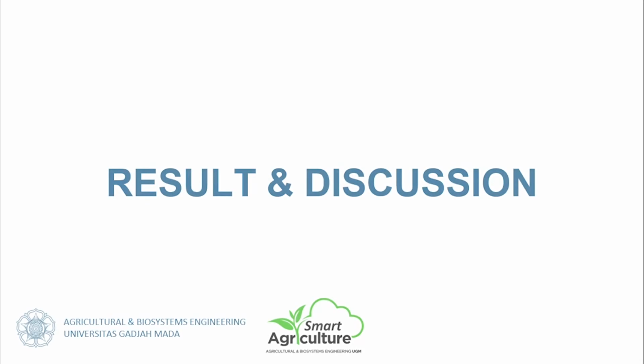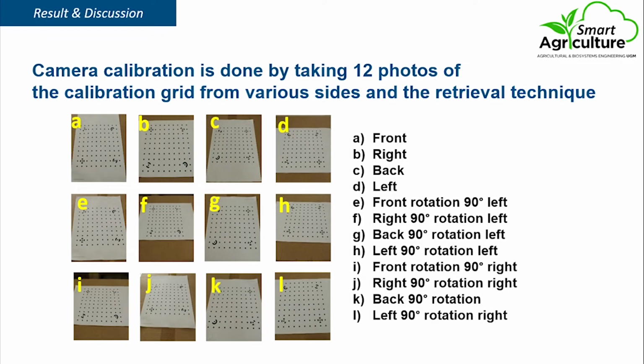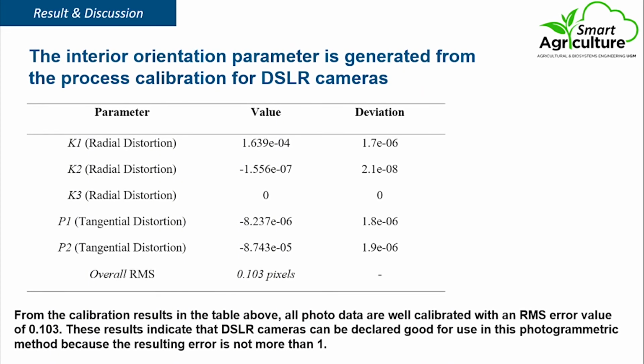Okay, let's continue to results and discussion. Camera calibration is done by taking 12 photos of the calibration grid from various sides and retrieval techniques. The interior orientation parameters are generated from the process of calibration for DSLR cameras. From the calibration result in the table above, all photo data are well calibrated with an RMS error value of 0.103 pixel, and this result indicates that DSLR cameras can be declared good to use in this photogrammetry method because the resulting error is not more than 1.